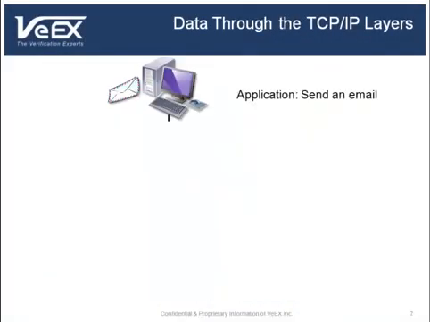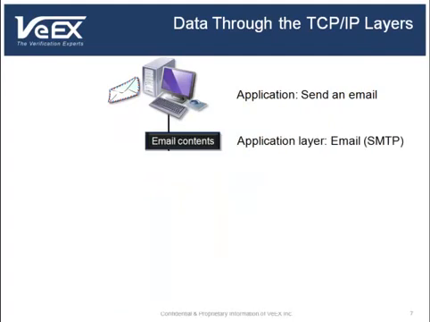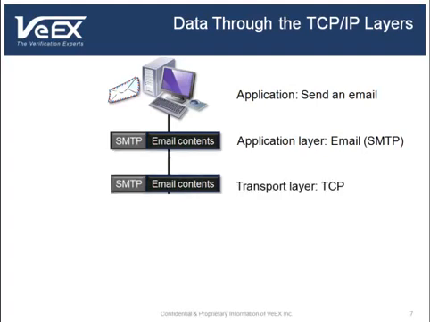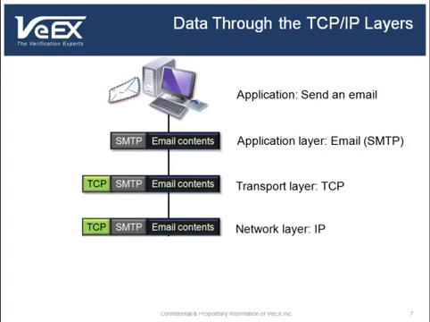In this example, the application is to send an email. In the application layer, Simple Mail Transfer Protocol, or SMTP, collects the data and formats it for sending across the network by adding an SMTP header. SMTP then forwards the data to the transport layer. On the transport layer, the Transmission Control Protocol, or TCP, receives the data from the application layer and segments it so it can be handled by the recipient host and to ensure that the data is not lost. TCP adds a header to the segment and passes it to the IP layer.